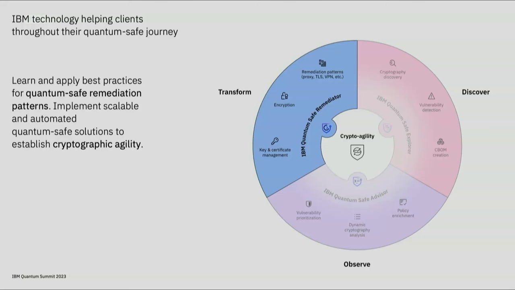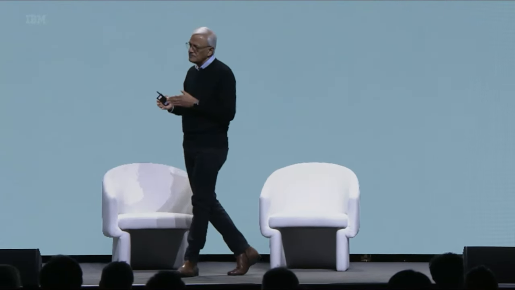And we have a tool called Quantum Safe Remediator, which is a collection of codified best practices and patterns that we have observed in the field and recorded, and that we can apply today. So you don't have to wait for standards to be announced, or published, I should say, sometime next year around the four selected algorithms. You can begin that work today to prevent yourself from being caught in this harvest now, decrypt later issue.